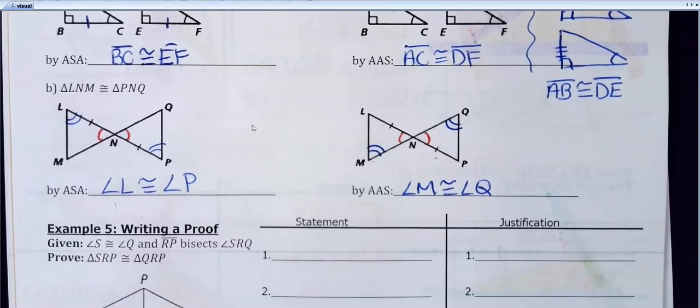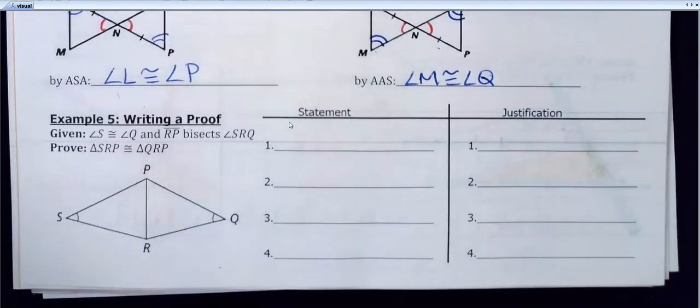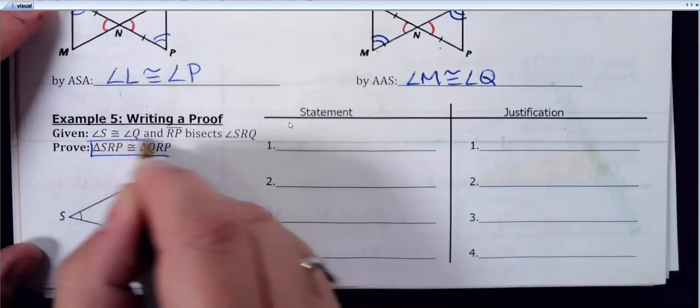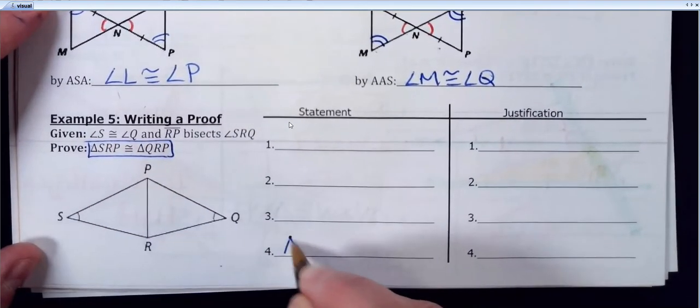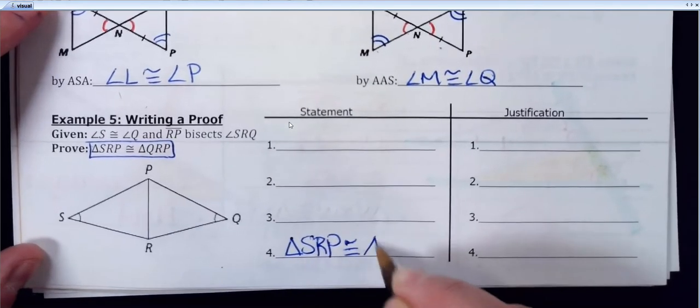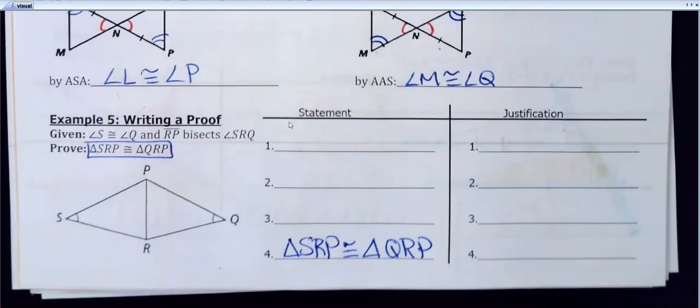Okay, I have one last one, and I'm just trying to put in here different things you might run into as given information. Right away, I'm looking at this picture, and I'm trying to prove triangle SRP and triangle QRP are congruent to each other. So SRP, I'm just going to write that. Whatever I'm trying to prove, that's always my last step. So I'm going to put that right away.